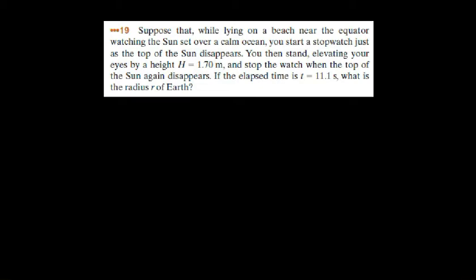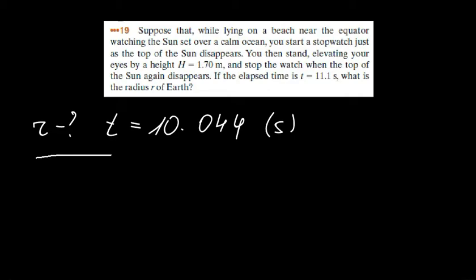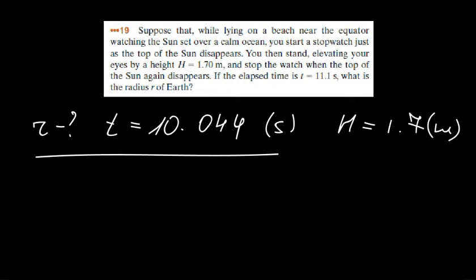So you're asked to find the radius of Earth. However, I don't like the time they give us, because I'll say why later. So let's say that our time is 10.044 seconds, and the height is 1.7 meters. That's an average height of a human.